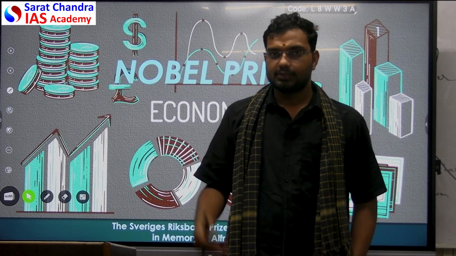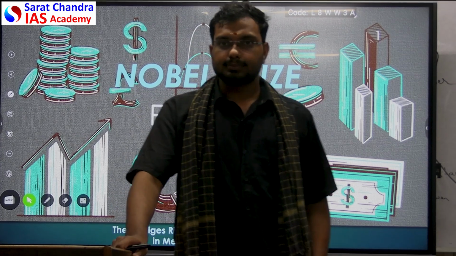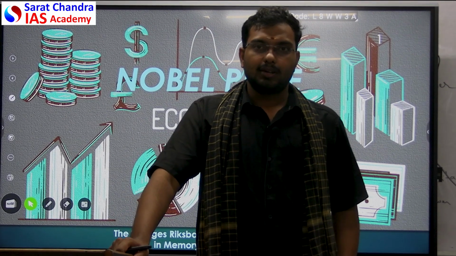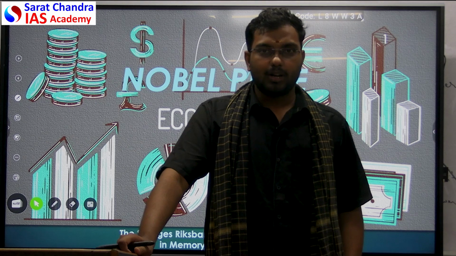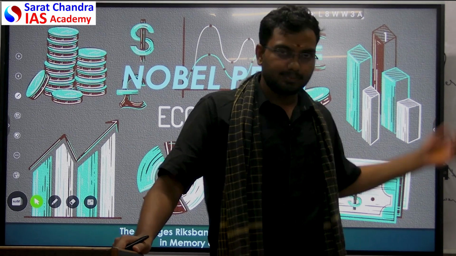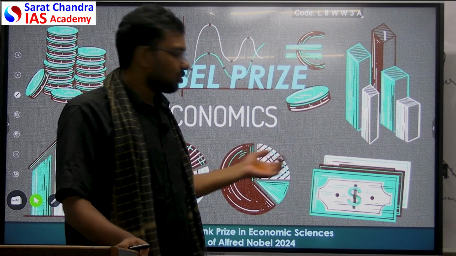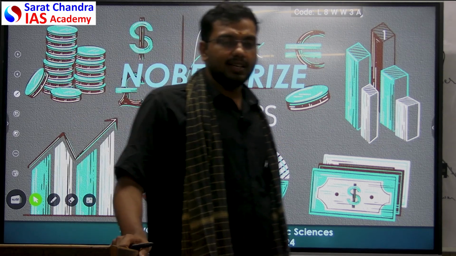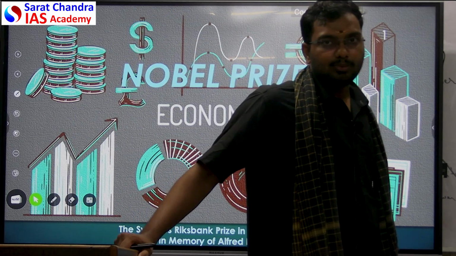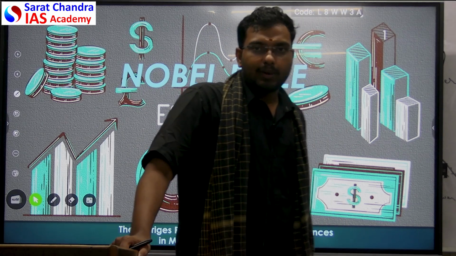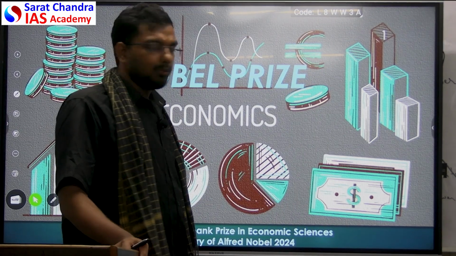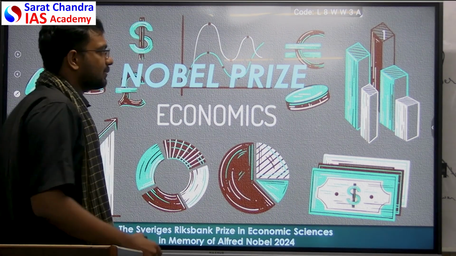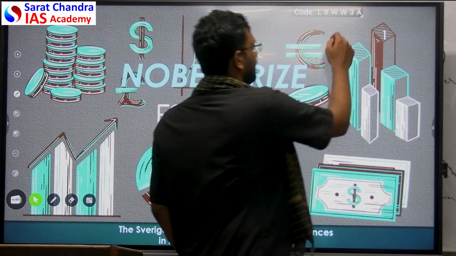So, as you know, the Nobel Prizes have been announced. Today we'll discuss why the Nobel Prize is awarded in economics to Dr. Acemoglu. So, we'll see the names. But first thing first, from a prelims perspective, the thing you need to understand is the Nobel Prize, as constituted by Nobel, has traditionally been awarded for only 5 fields.